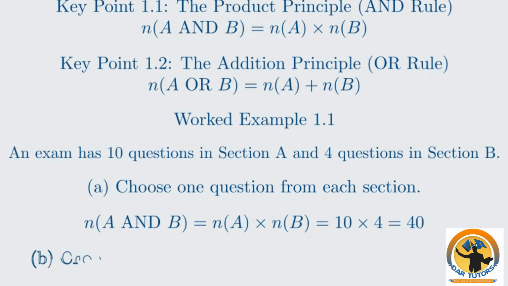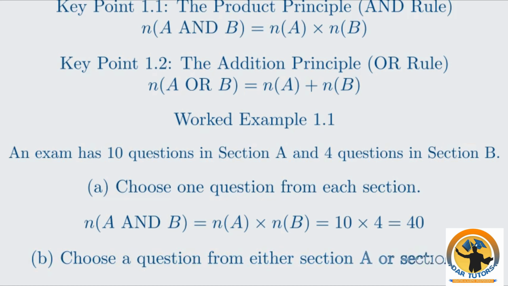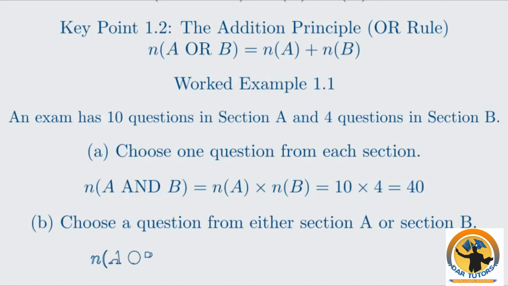Part B asks, how many ways are there to choose a question from either section A or section B? The key word is either, or. We need to choose from section A or from section B. Here, we apply the addition principle. The number of ways is 10 plus 4, which equals 14.